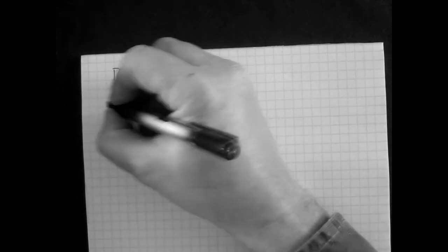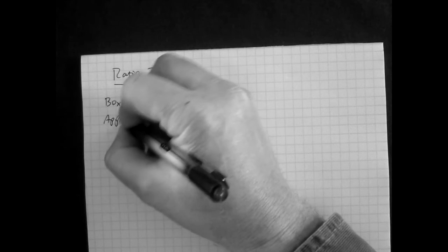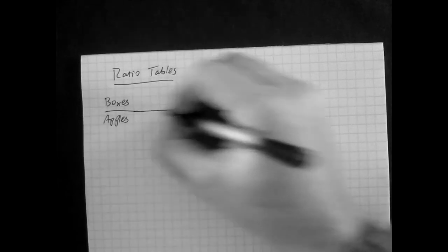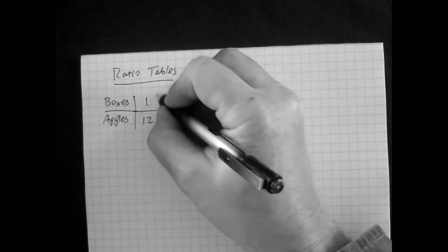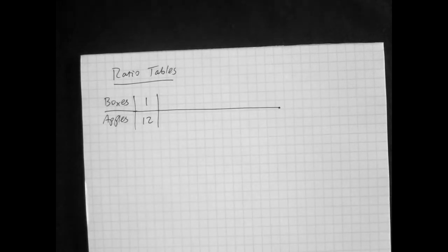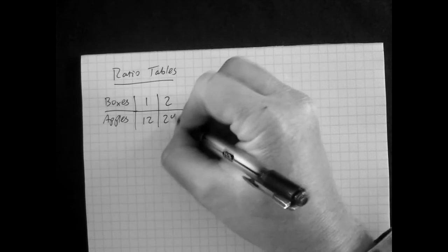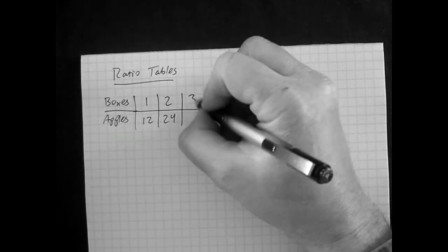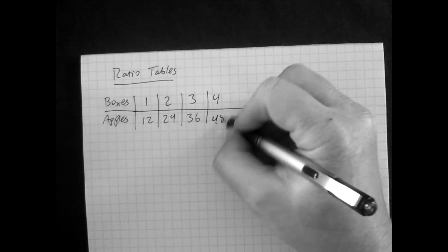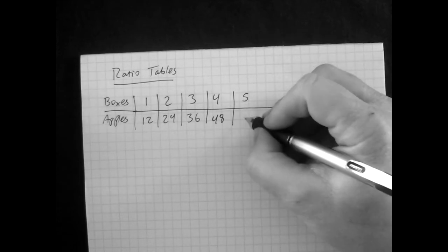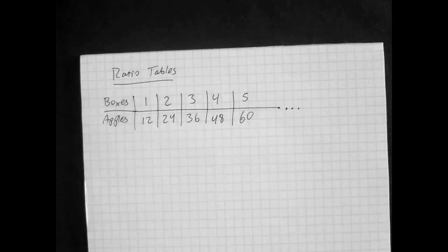Let's start with a really simple example. Let's say that we've got boxes of apples. I'm just going to sketch a line all the way across there. And one box holds 12 apples. So now, just like if we were doing equivalent fractions, it'd be pretty obvious that two boxes then would take 24 apples, and three boxes 36, and so forth. We'll fill it out here to 5 boxes. Okay. And this, of course, can go on forever.